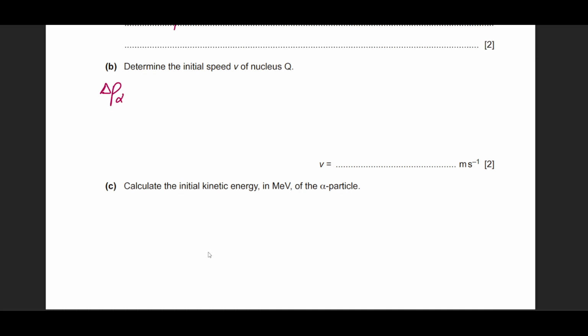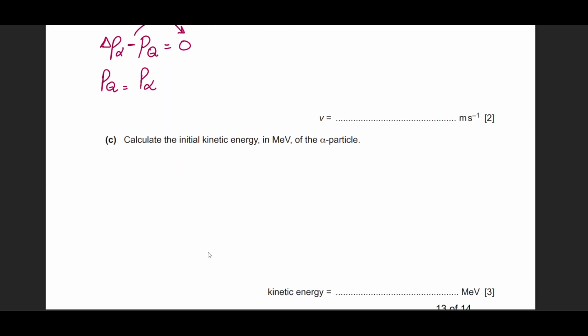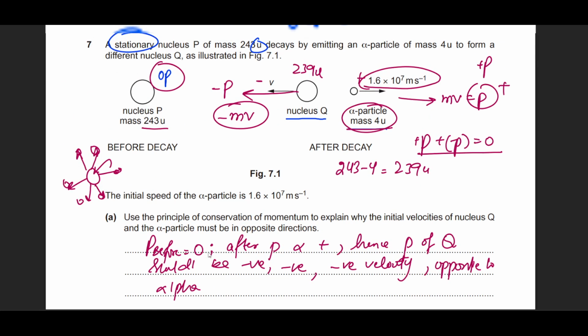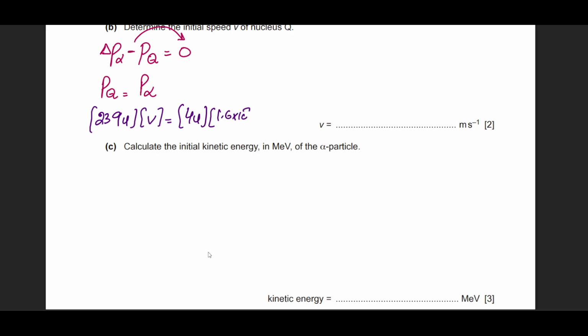So it goes something like this: the momentum of the alpha particle plus the momentum of the Q particle is equal to 0, which means one of them has a negative sign. This is the theory that I just explained. So let's take this to the other side. The momentum of particle Q will be equal to the momentum of the alpha particle. So momentum of Q, I need the mass: that is 239 U multiplied by its velocity, which I don't know, equal to the momentum of the alpha particle, which has a mass of 4 U multiplied by its velocity, which I already know is 1.6 into 10 raised to power 7.